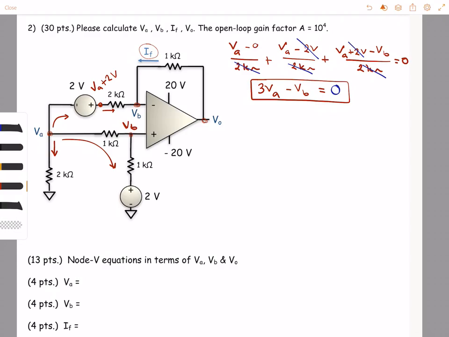We can write another equation here on the VB node that would say VB minus VA over 1 kilo ohm plus VB minus 2 volts over 1 kilo ohm equals 0. Again, the denominators are the same. What we end up having here is 2VB minus VA equals 2 volts.